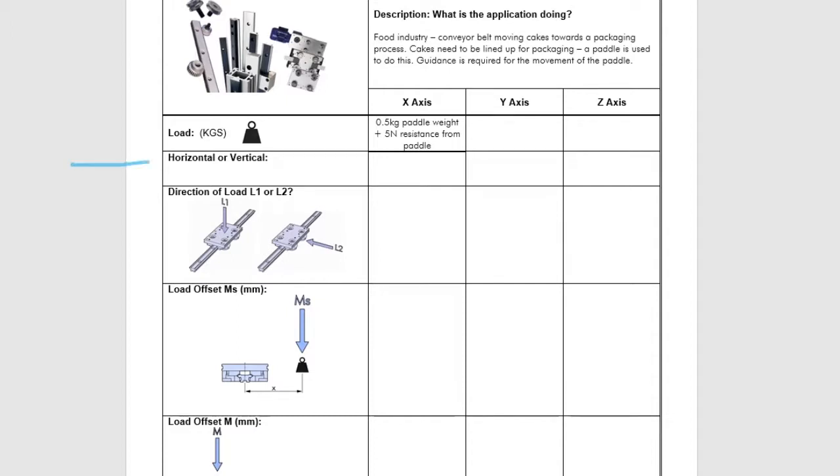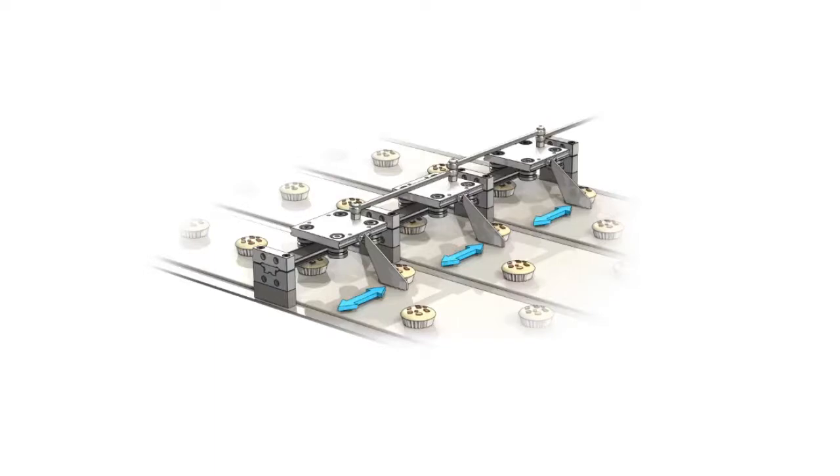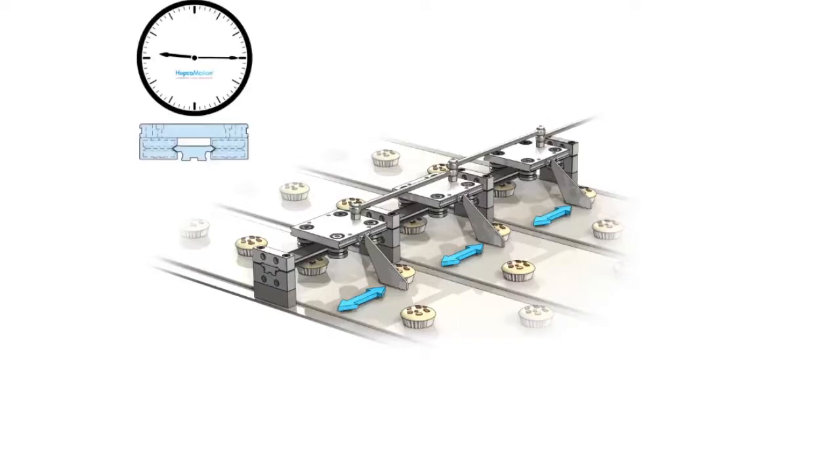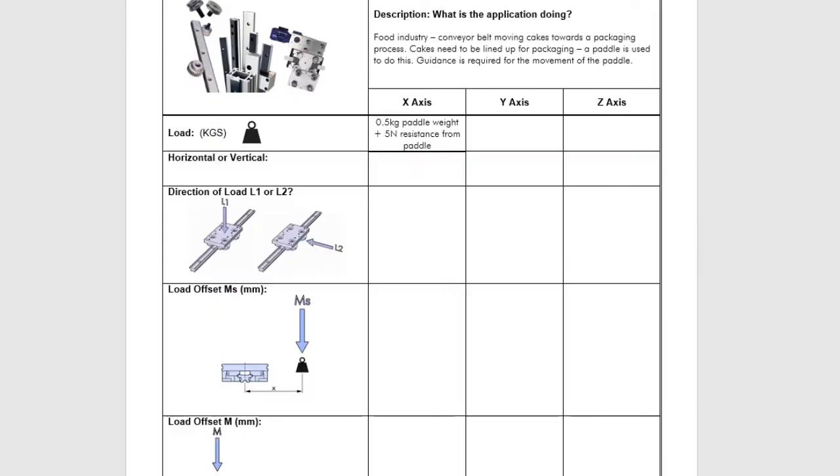Next, you need to state the orientation of the system. In this application, the slide is mounted horizontally with the V's at 9 and 3 o'clock. On the datasheet, this can be communicated by writing horizontally mounted with the V's on a horizontal plane.